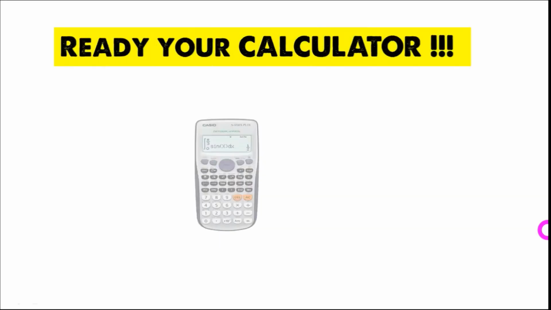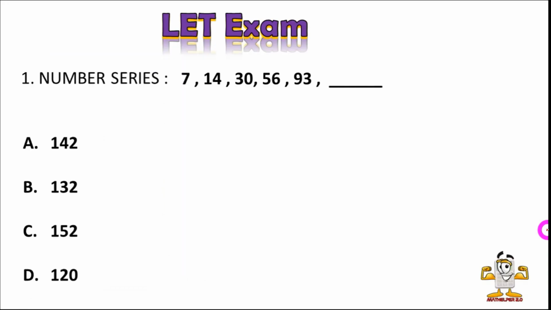So ready your calculators. Number 1. Number series 7, 14, 30, 56, and 93. So hanap po yung 6th term.